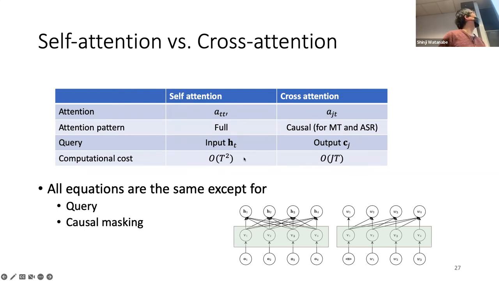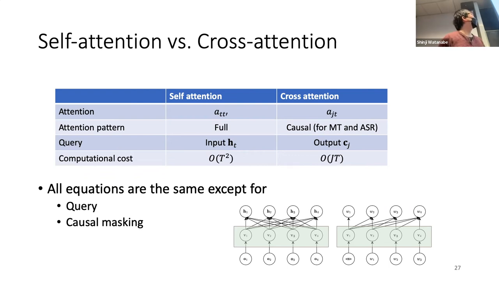And the computational cost also has some slight difference. This is T times T, because we need to consider the entire correlation of the input. And in this one, the T is replaced with J, the output length. But basically, the computation cost is quite similar. Just in speech recognition cases, since the J output token length is generally smaller than the input feature length, this one is slightly smaller. But basically, we need to consider the multiplication of the lengths of the two sequences and so on. So this is the only difference.